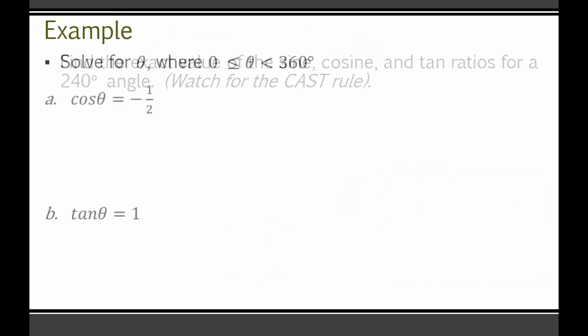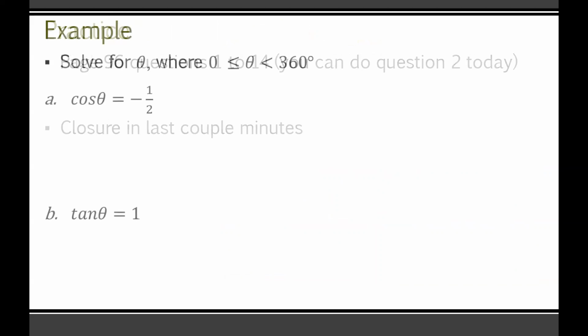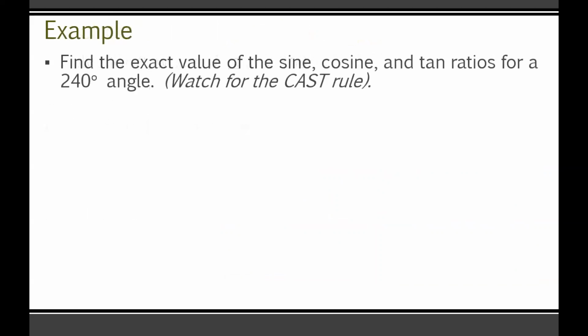So here's an example, one of the last examples, I think. Here we go. Find the exact value of the sine, cosine, and tan ratios for a 240-degree angle. What the heck? I just gave you an angle, and it's not 30, 60, or 45. Unbelievable. What a ripoff. Well, let's draw this first. 240 degrees. That's going to be down here somewhere.